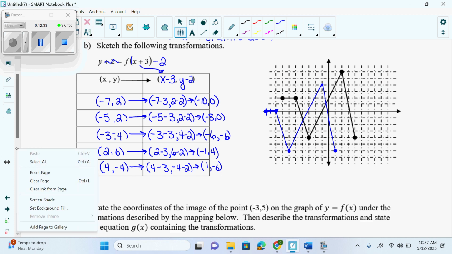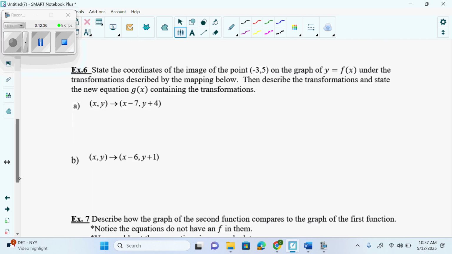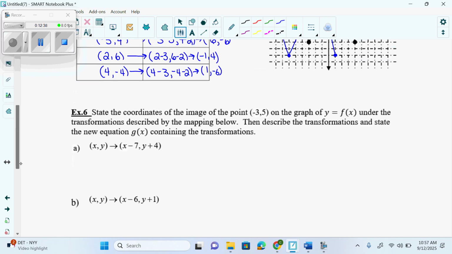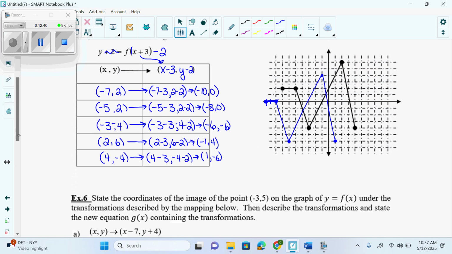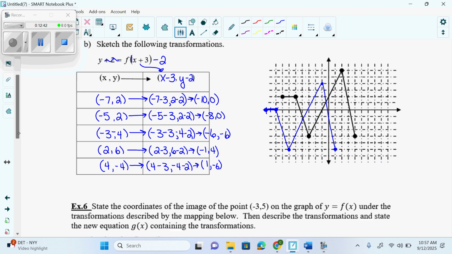When you're done that, I'll come right back up. But these are mappings. It wants you to state the new coordinate and the transformations based off of the mapping and the new equation. New equation and transformations. So when you're done this, do examples.